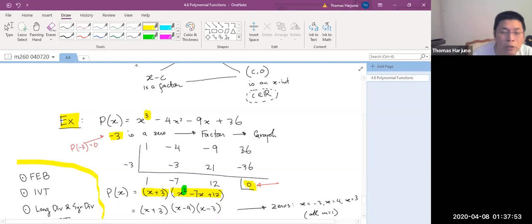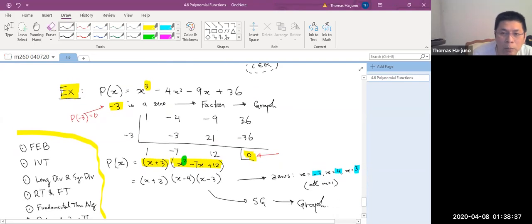Suppose I already answered this question, and I say the zeros are -3, 4, and 3. Then if somebody asks, how do you know there are only 3 zeros? How do you know there are no other numbers that are zeros of this polynomial? Your answer will be, because the fundamental theorem of algebra says a polynomial of degree 3 must have only 3 zeros. Should not be more. That way we know when to stop. I think that's quite easy to memorize.